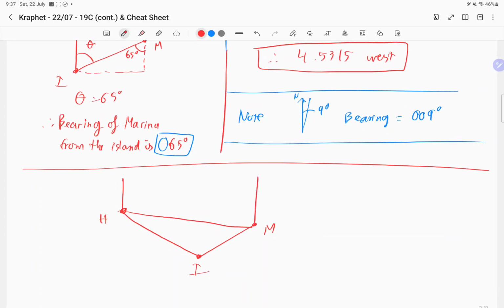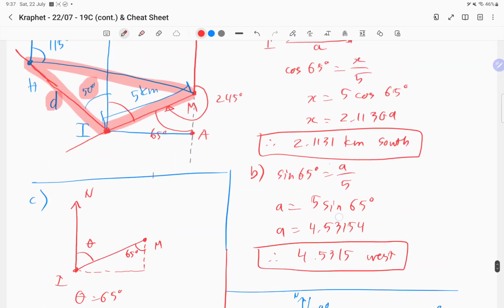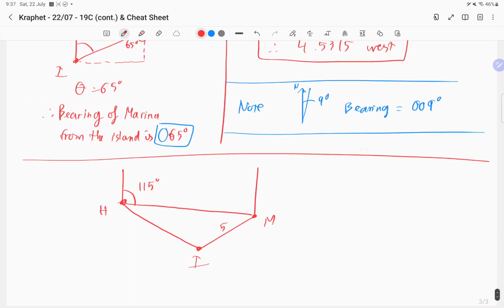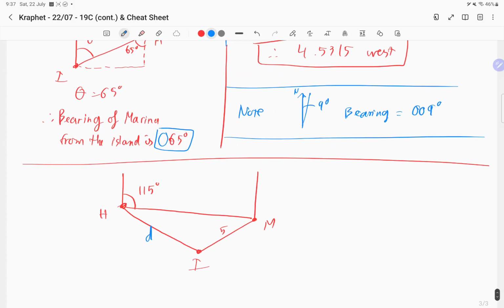North line, north line, north lines. What do we need in order to calculate the stuff in this triangle? We know that MI is 5 kilometers. And we need to find the distance D here. What do you think we need to find?